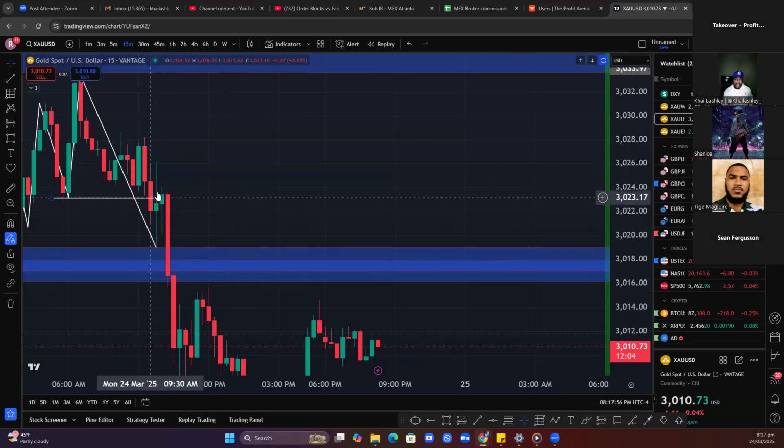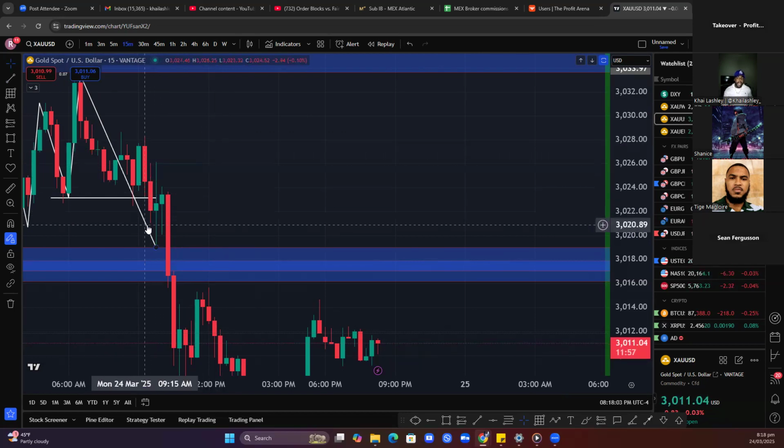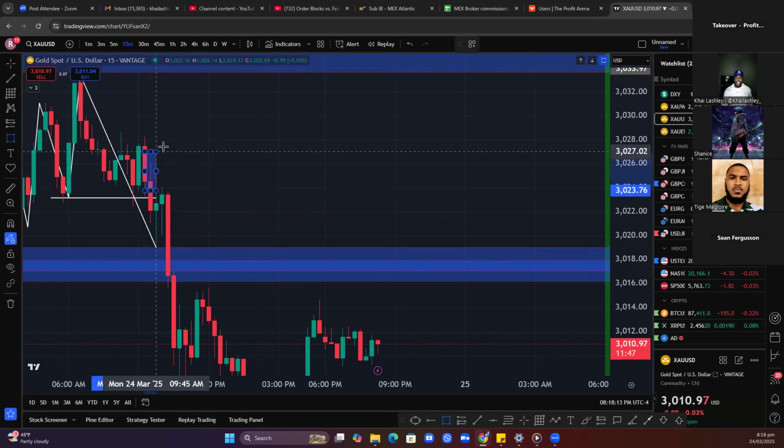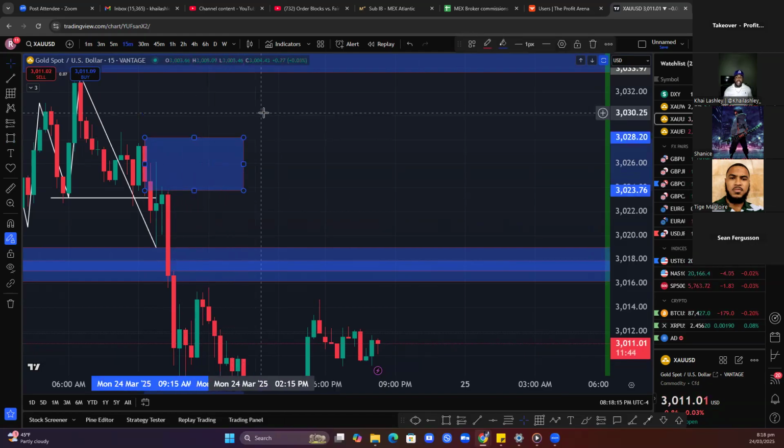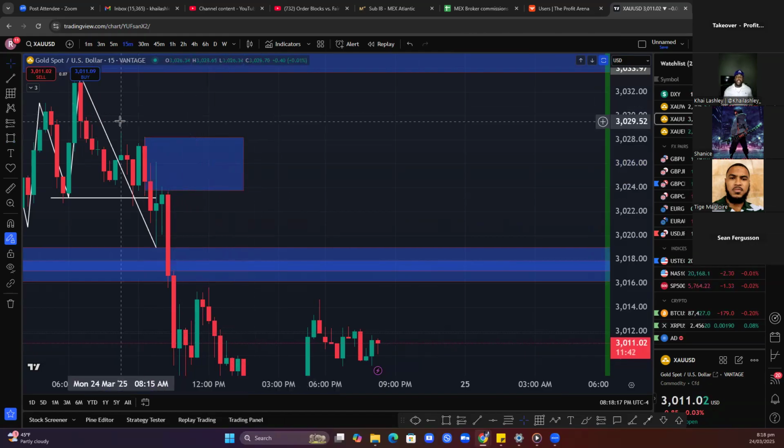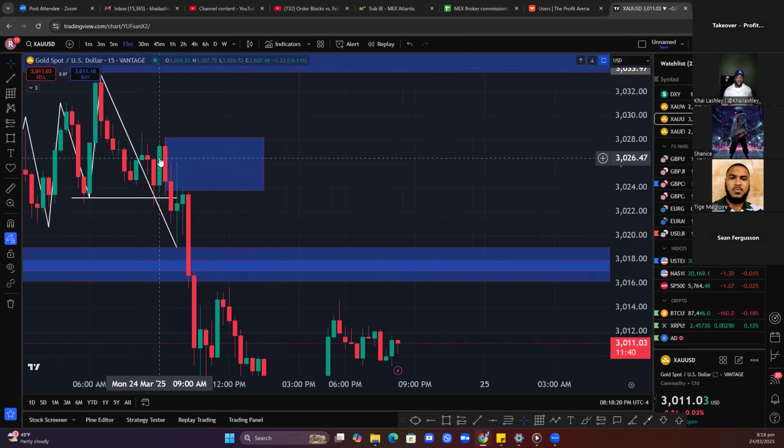This one here is not as clear. So you don't have the imbalance, right? You have your order block, but you don't have the imbalance, right? So you're not going to get, each and every time, a setup where it's like, oh my goodness, yes, everything aligns, but it is relative. All right.